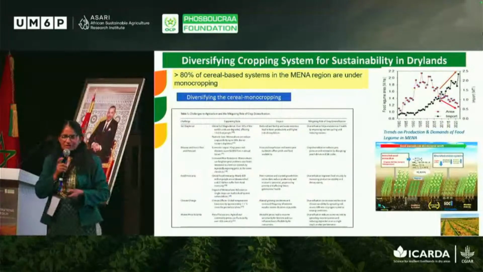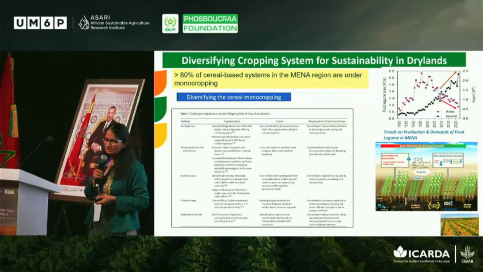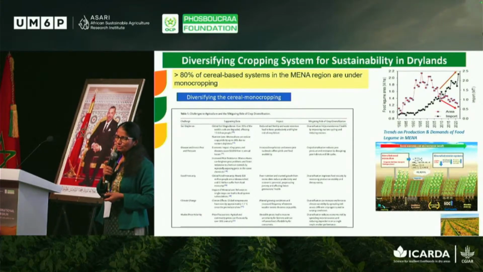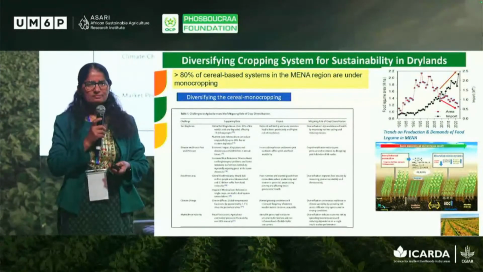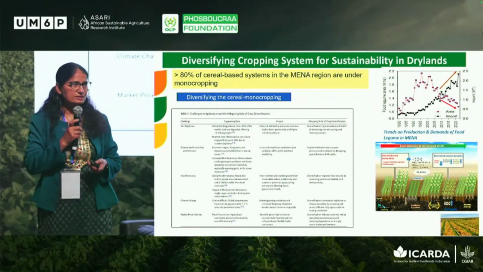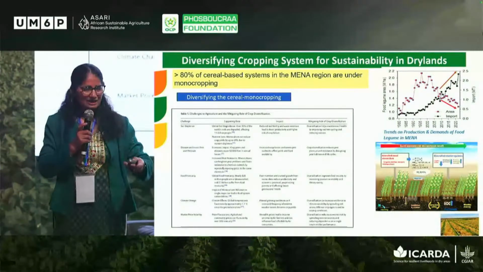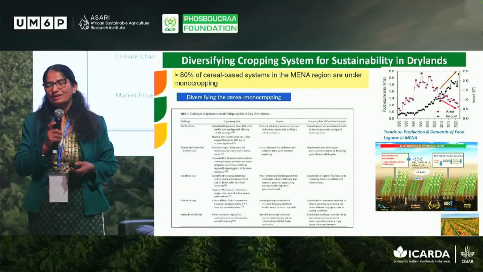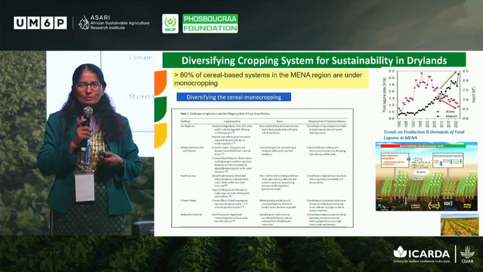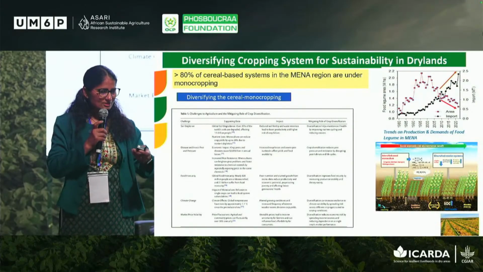Another thing, and I don't want to go into much detail here, is diversifying the cropping system for sustainability in drylands. More than 80% of the area is under cereal monocropping. If you see the picture here, the area under legumes has significantly declined in recent years. But if you look at the demand, it's not because there is no demand; it is very high demand. Look at how much is imported. So there is a real challenge that we should think about. We are not only importing, but also how much fertilizer are we importing? So this is a really big challenge.